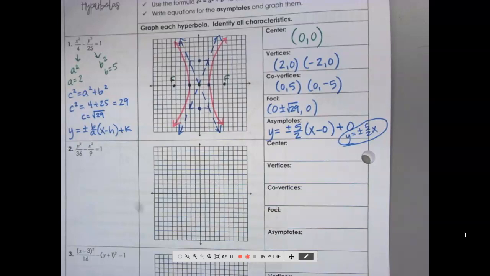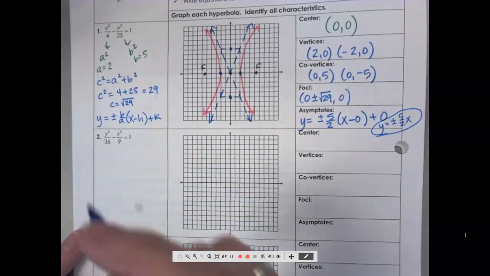Question on that one before we jump into another one? All right. Okay, here we go.